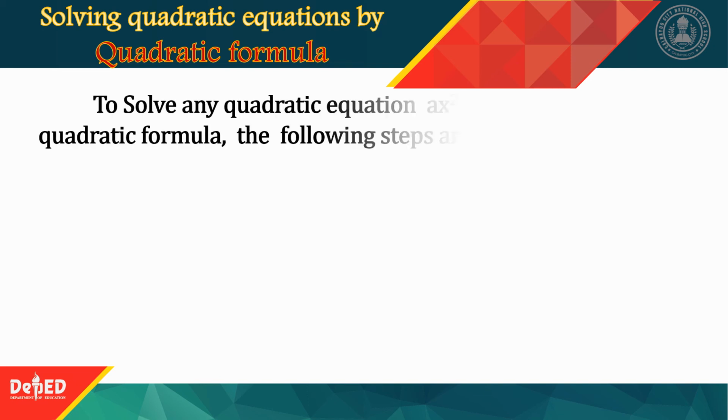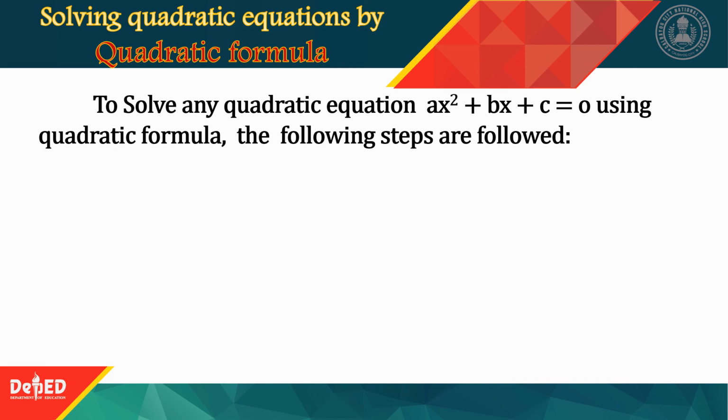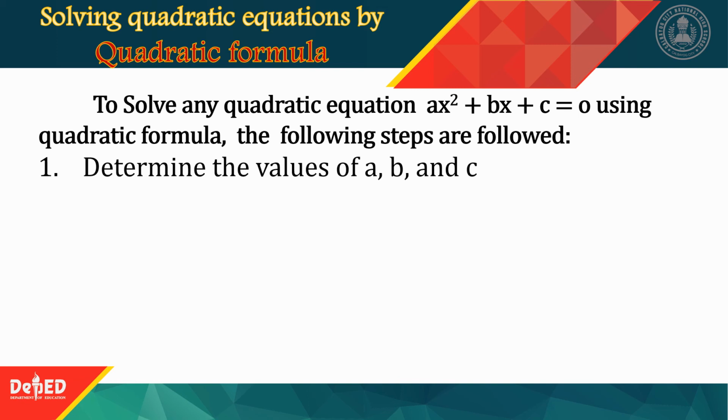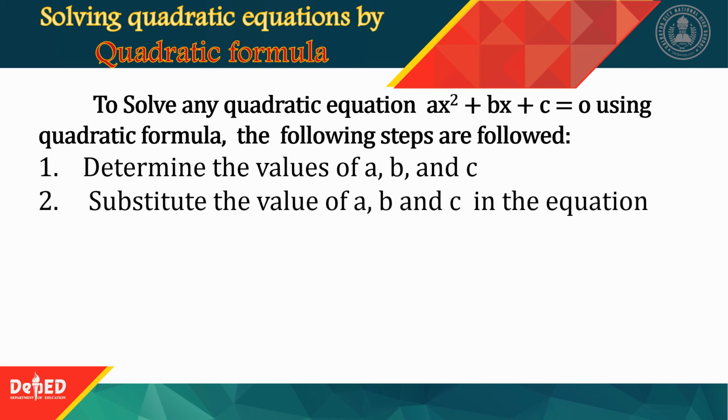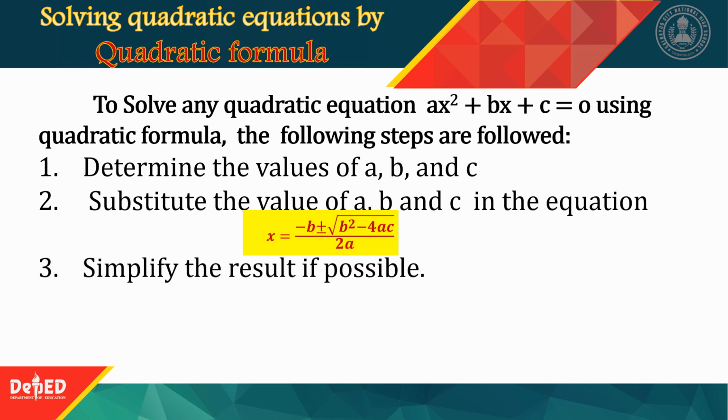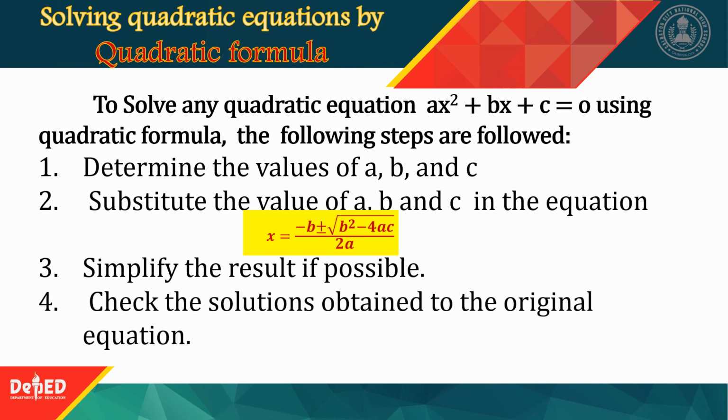To solve any quadratic equation ax squared plus bx plus c is equal to 0 using the quadratic formula, the following steps are followed. First, determine the values of a, b, and c. Second, substitute the values of a, b, and c in the formula: x is equal to -b plus or minus the square root of b squared minus 4ac all over 2a. Third, simplify the result if possible. Fourth, check the solutions obtained in the original equation.